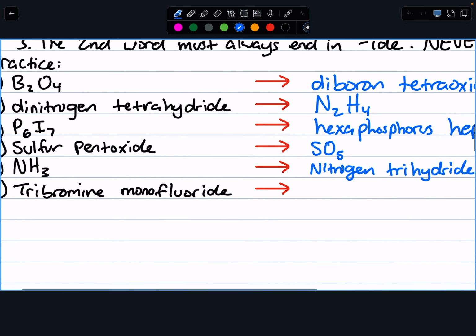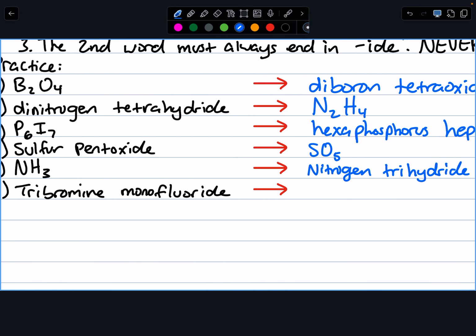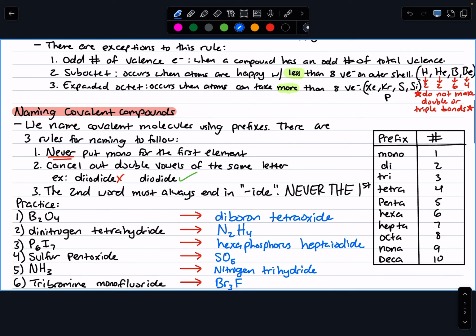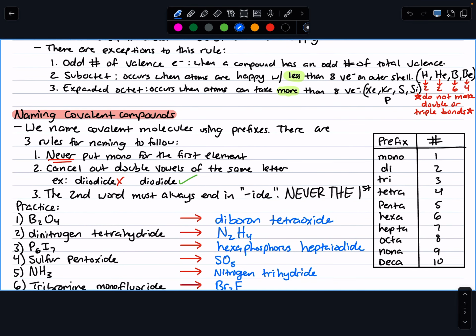How about tribromine? How many bromines? 3. And what about monofluoride? Perfect. So like that. Does that make sense on how we name? Any questions on naming? Okay. I keep thinking fluoride is more like fluoride. Okay, good. Next.